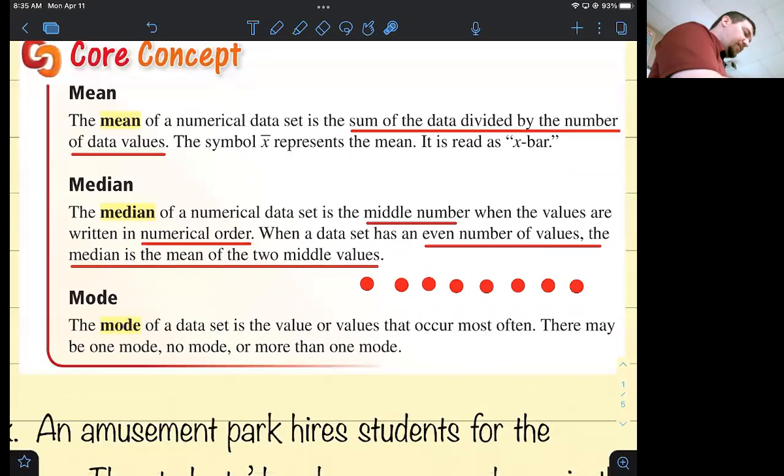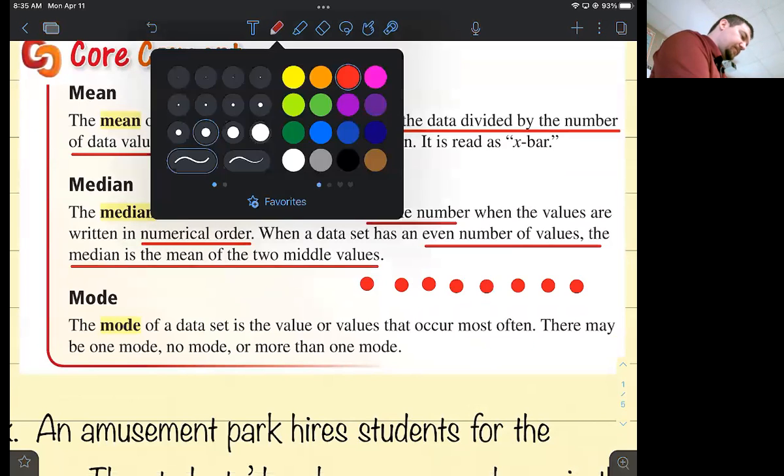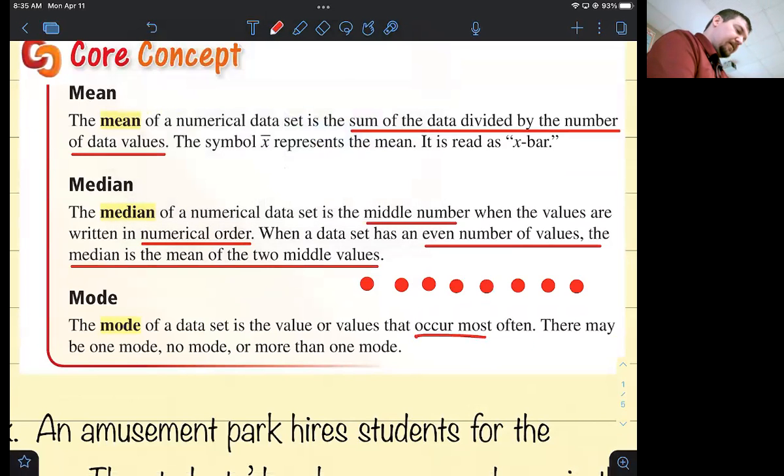And then finally, the mode. The mode is the value of the data set that occurs the most often. There can be one mode, no mode, and more than one mode. So you can have more than one. If you have 2 numbers that tie for the most number of occurrences, then you could have 2 modes, or maybe none of the numbers are repeated more often than any of the other ones. So there could be no mode.